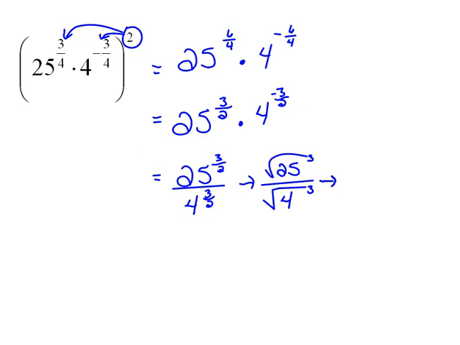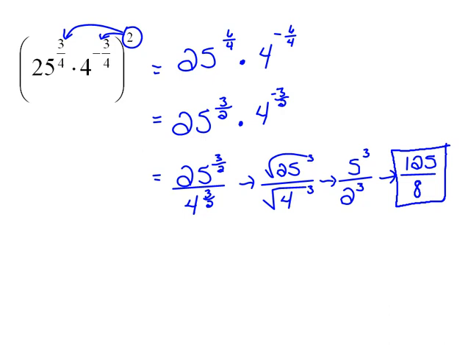We can do that. The square root of 25 would be 5 raised to the 3rd power over the square root of 4 would be 2 raised to the 3rd power. And now we can simplify each one of those. 5 cubed would be 125, and 2 cubed would be 8. So this is as simple as we can get that problem.